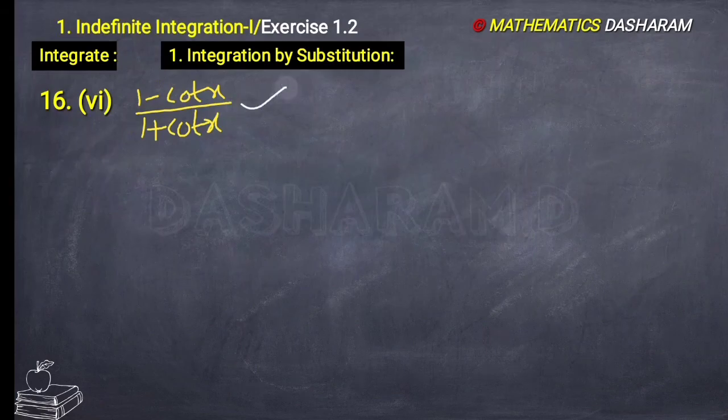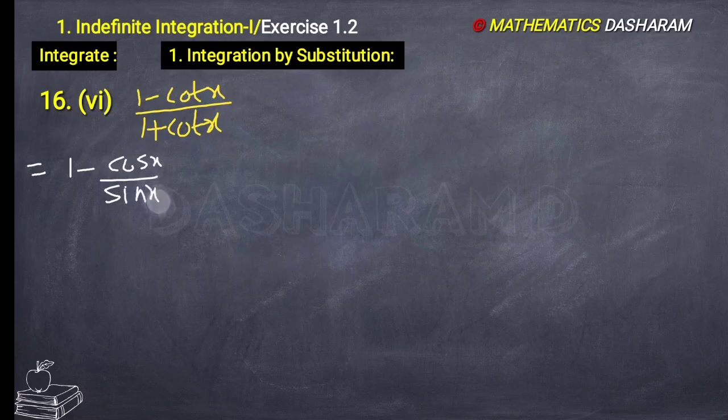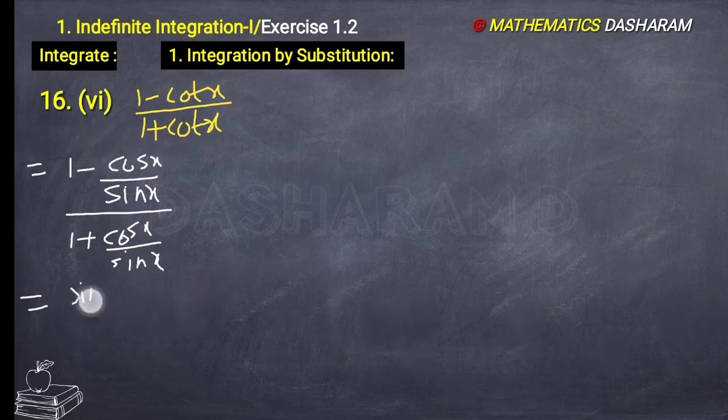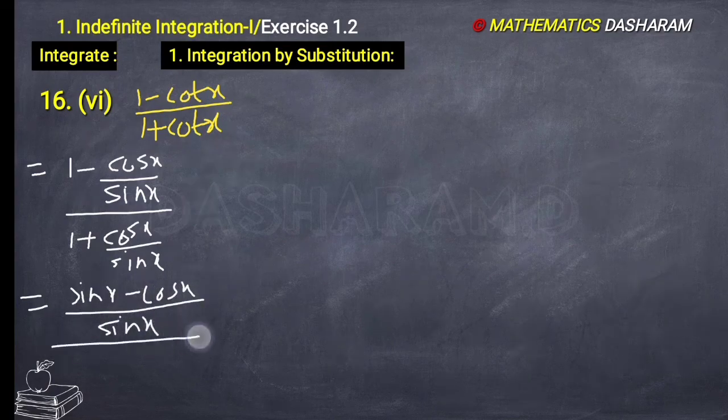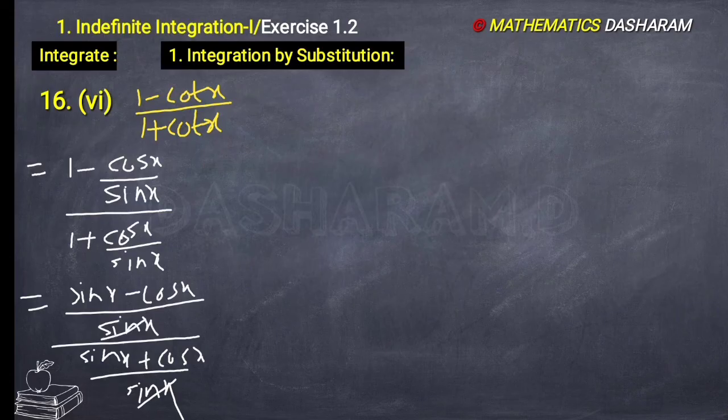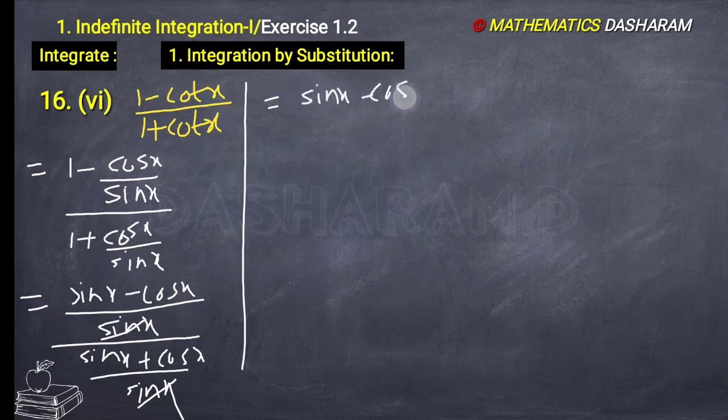Next question, integrate (1 minus cot x) by (1 plus cot x). Let us simplify. First of all, cot x equals to what? Cos x by sin x. Now take the LCM. So (sin x minus cos x) divided by sin x, all divided by (sin x plus cos x) divided by sin x. Here sin x cancels, then it is equal to (sin x minus cos x) divided by (sin x plus cos x).